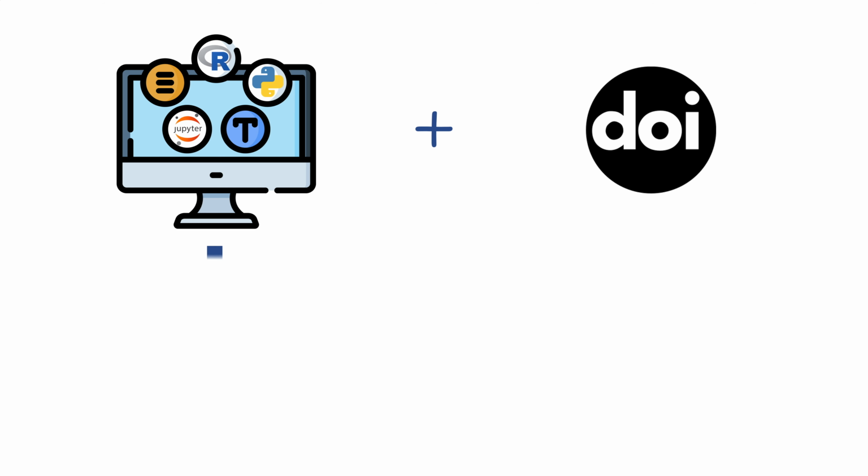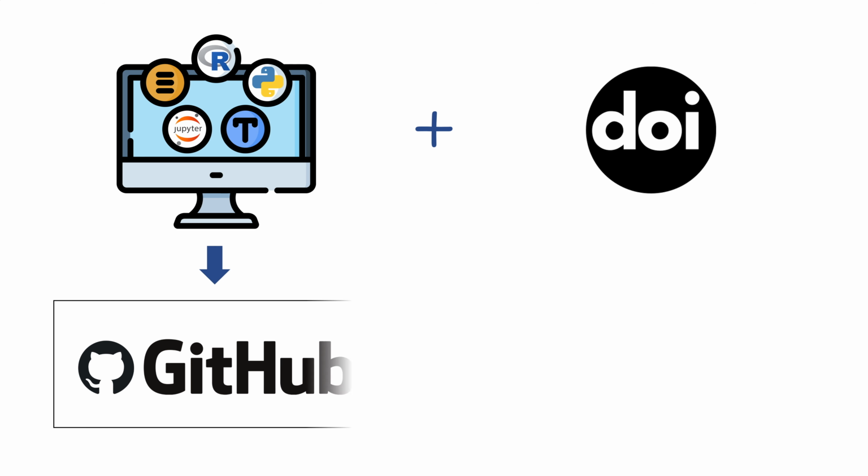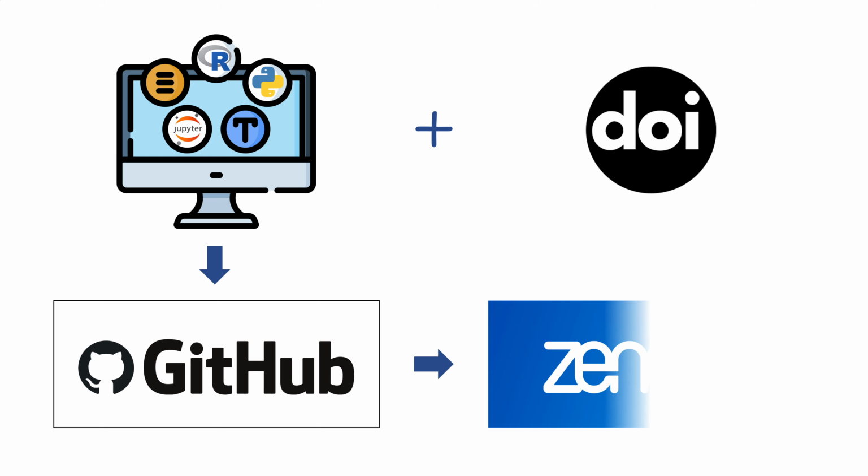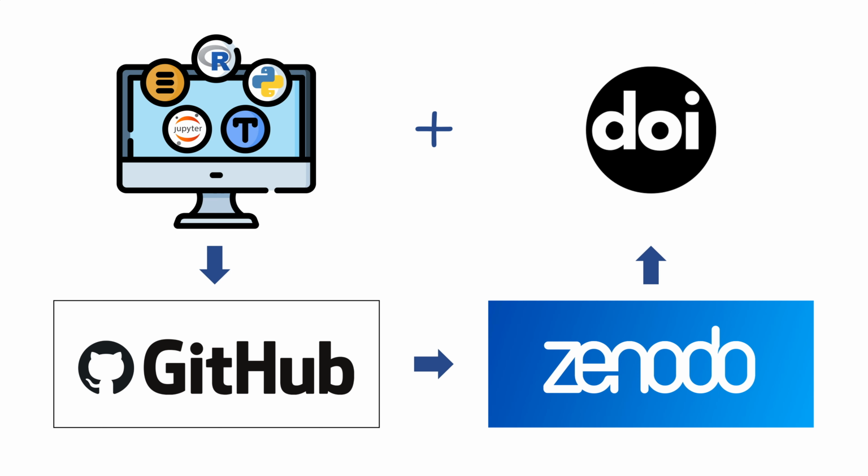To make our code citable, we can assign it a digital object identifier or DOI. One way to do it is to link a GitHub repository to a Zenodo one. In this video, I'm going through the steps on how to do it. Let's get started.